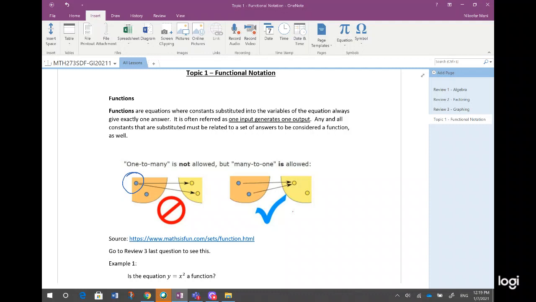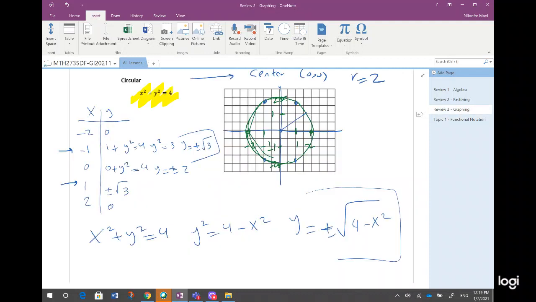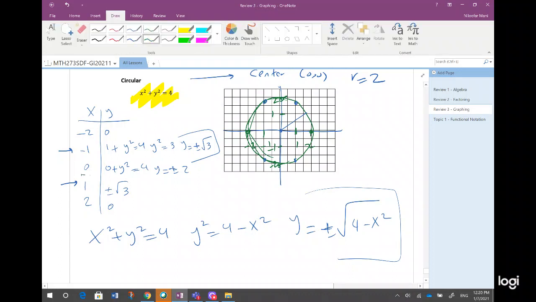What do I mean here? I can go to review number 3 and show you. Look at here: x equal 1 is showing you two y's. It's showing you two y's, so this is not a function. This is just a relationship between x and y. This is an equation, yes, x squared plus y squared equal 4. That's an equation, but it's not a function because one x is giving two y's.